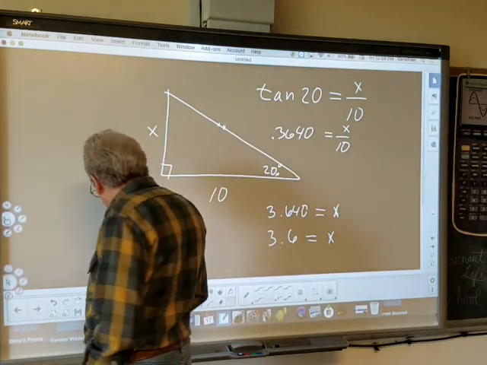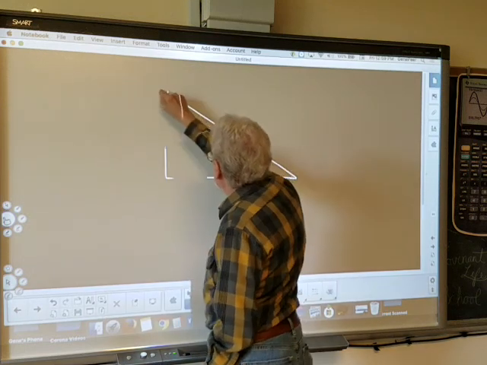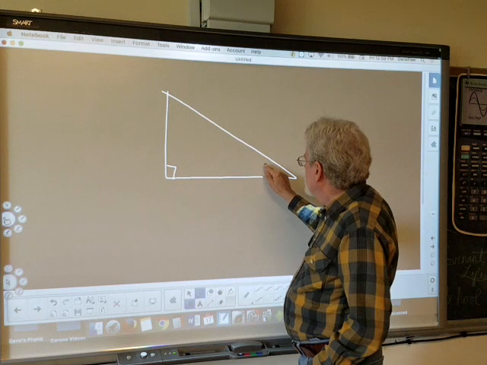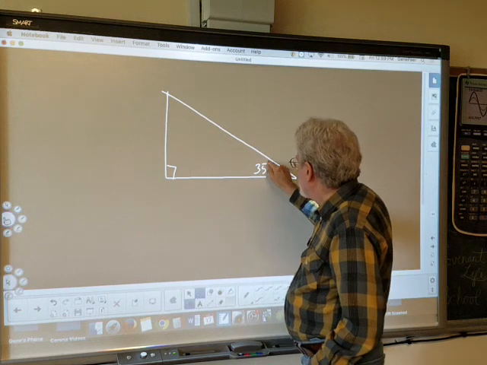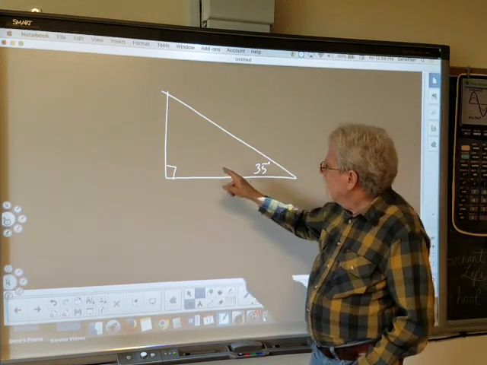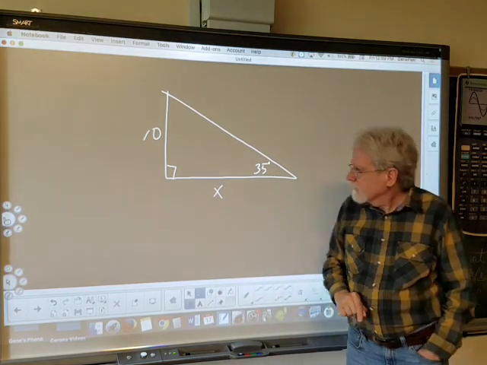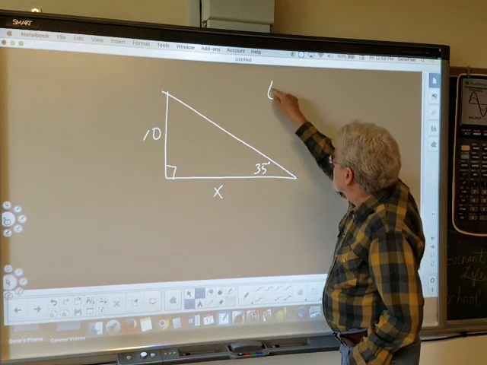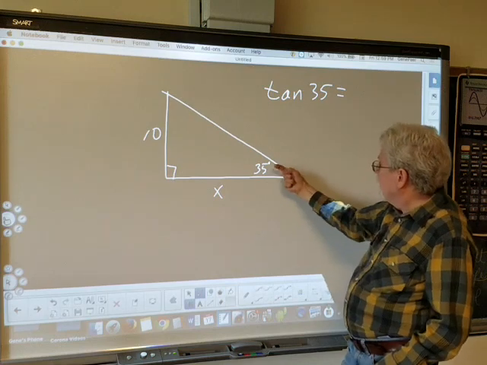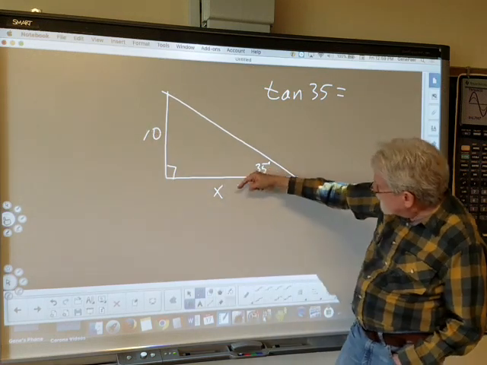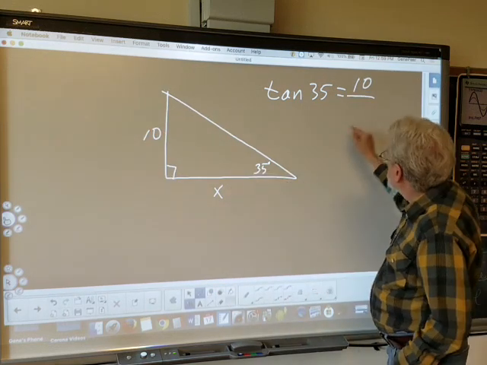Now, two additional little glitches in the system here. What if I give you, say, 35 degrees, and I tell you that this is 10 and this is x? All right, same thing. You know how to do this now. Tangent of 35 equals its opposite over the adjacent.